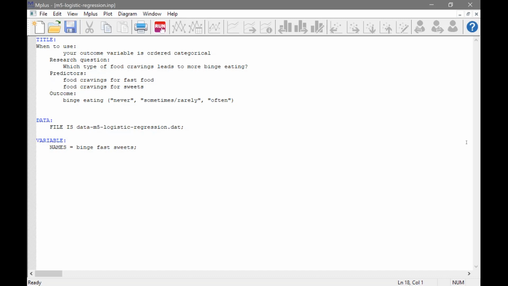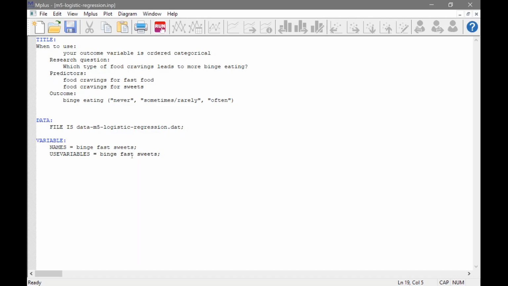The other thing you see here is that I have already linked the dataset to the MPlus input file, and under the variable command, I listed the names of the variables in my dataset. Next, we have to tell MPlus which variables we're actually going to use in this model. So for this, we would say use variables. And in this case, we're using all three of them, so I'm just going to copy-paste them here.